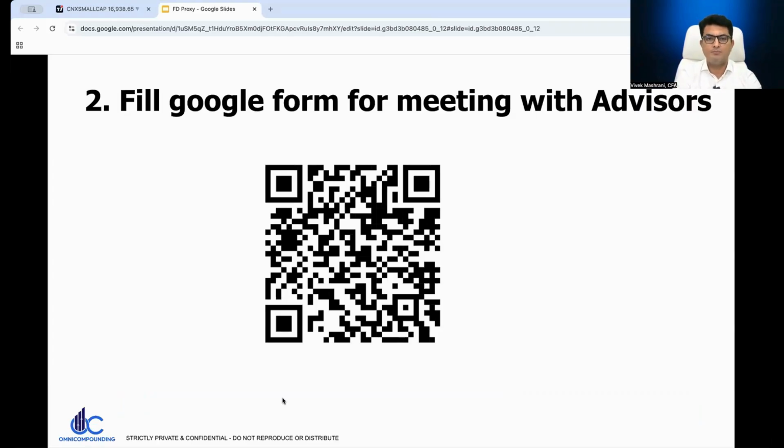If you need more help, you can scan this and do a free one-to-one meeting. They don't charge you. And you can see if something fits into your bucket. If you have a big amount lying in FD, you don't want to take a risk with it, but you want to optimize it, then this is the right way to go forward from here.